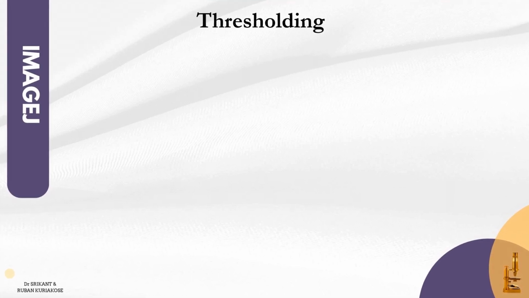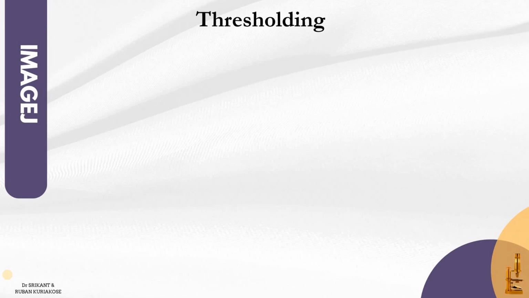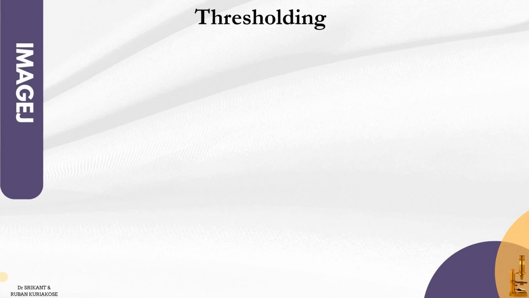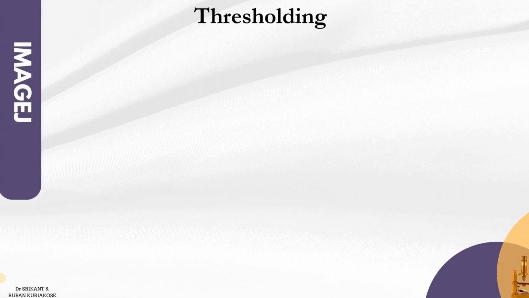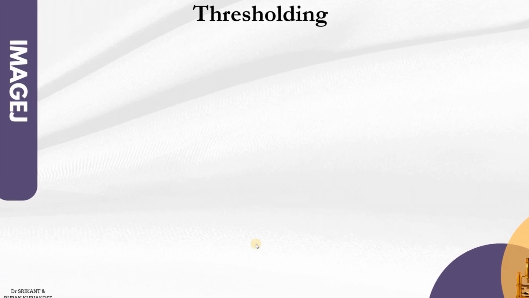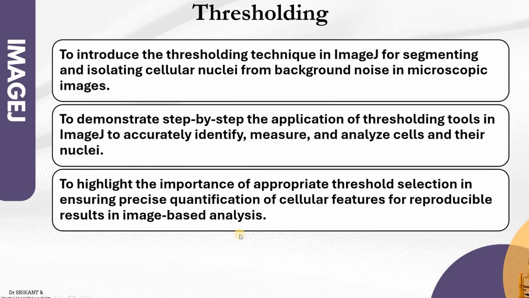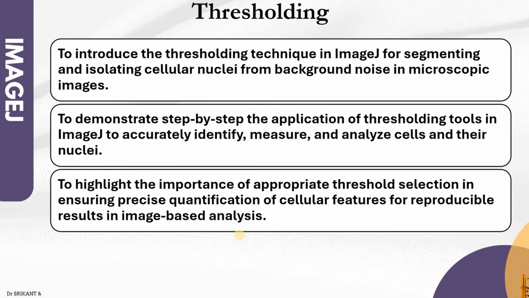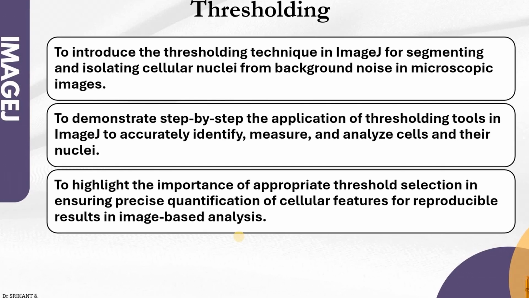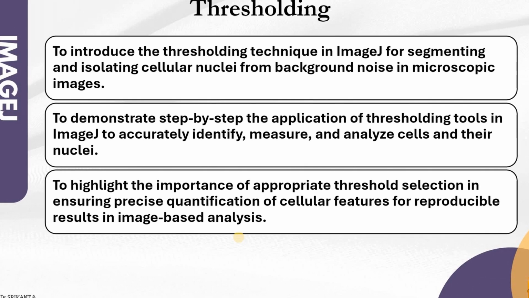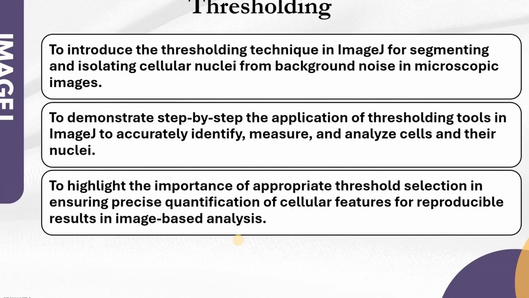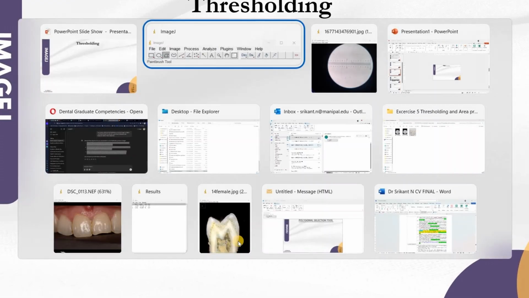Welcome back everyone. This is the next video on ImageJ and we will be talking about thresholding. Now thresholding is a selection of a region of interest based upon the colors of a particular image. In this video, we will be introducing you to the concept of thresholding. We'll also demonstrate a step-by-step process of application of thresholding tools in ImageJ, and we also will give you some examples of quantifying cellular features like the nucleus, cytoplasm, etc. using the process of threshold.